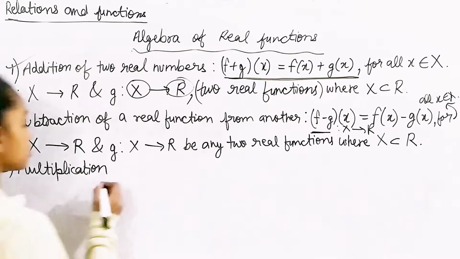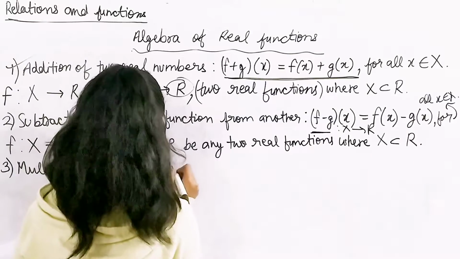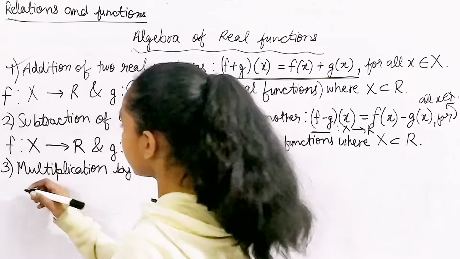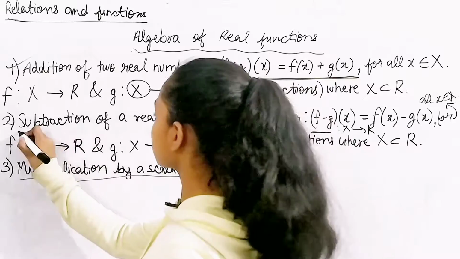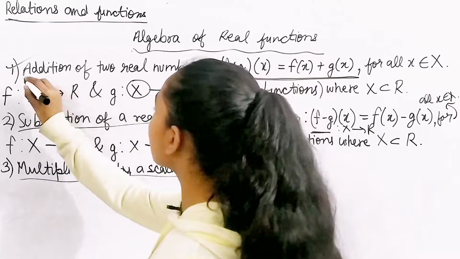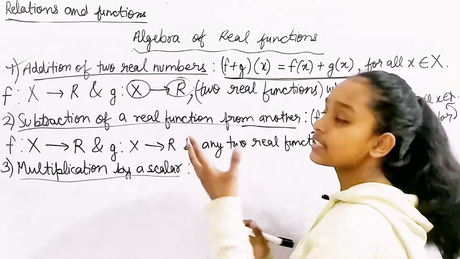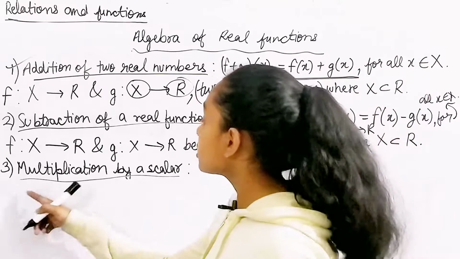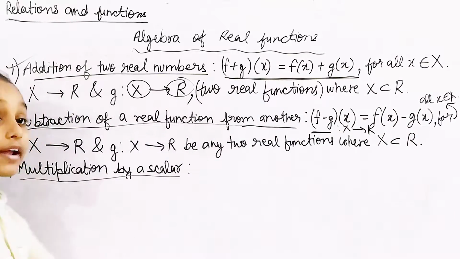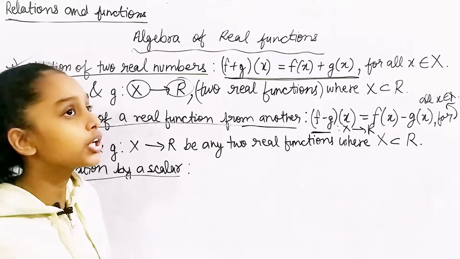So we're going to do the multiplication by a scalar. That's interesting. Let me underline it. Multiplication by a scalar. First of all, I'm going to write the formula right here, and then we're going to talk about the scalar. Let's say the scalar I'm going to take is alpha.